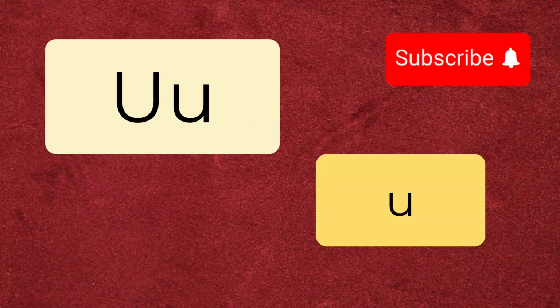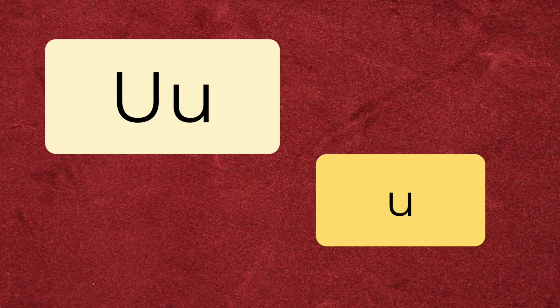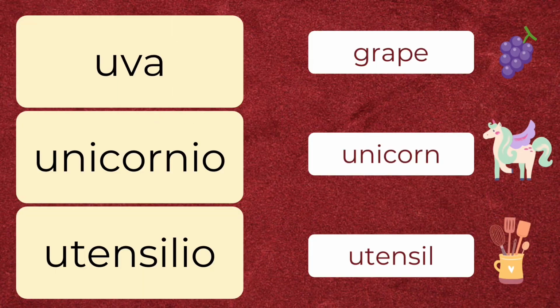Letter U in Spanish is U, and it is always read as U, except in the examples that we saw with G-U and Q-U, where the U is silent. But U is uva, unicornio, utensilio.